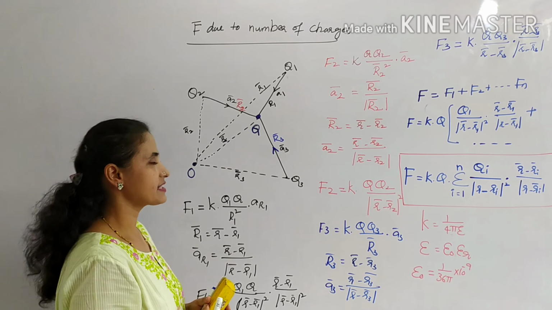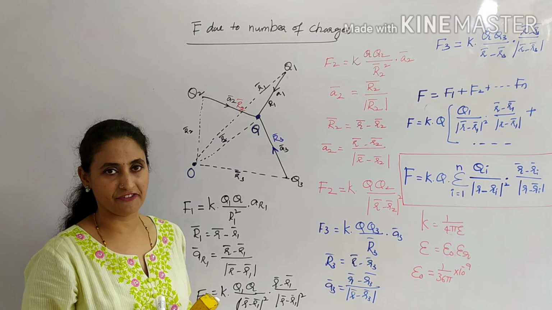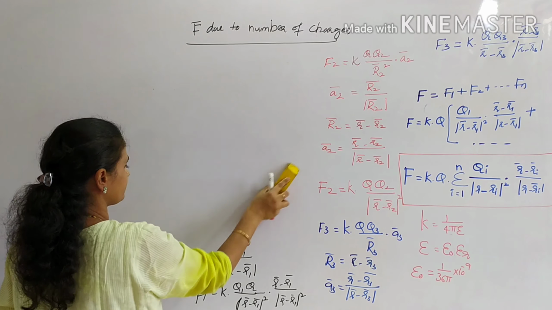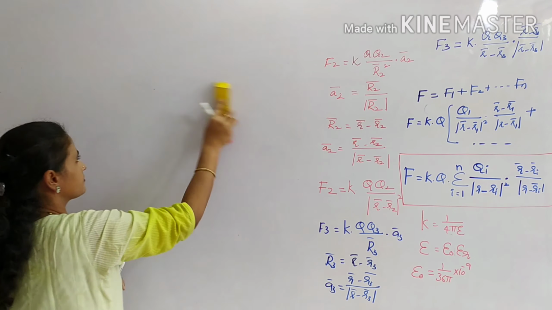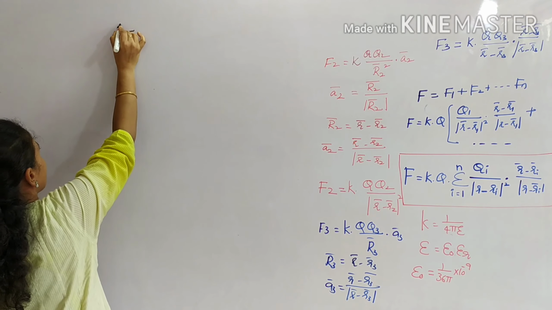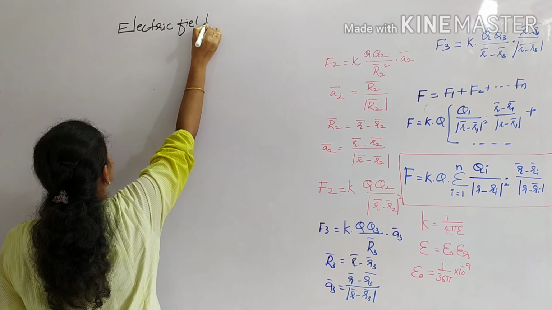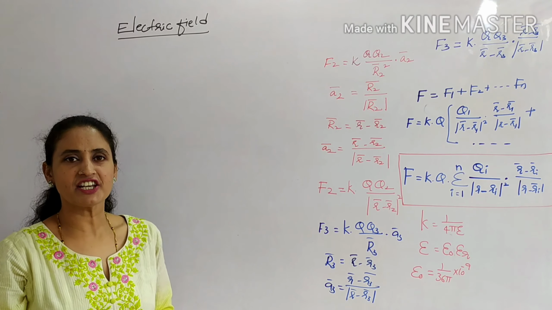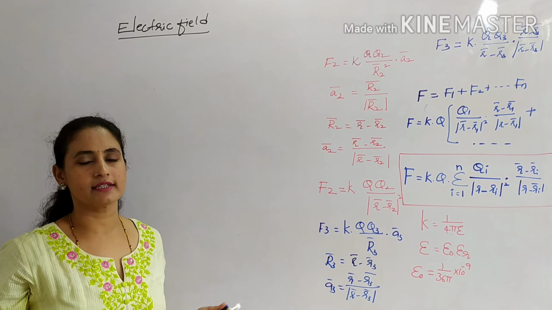Now, let us move on to one serious topic of electromagnetics: how to derive the electric field. We are going to introduce a new term, E bar, the electric field. Field means a region, right? So what is a field? It is a region where it can influence others.